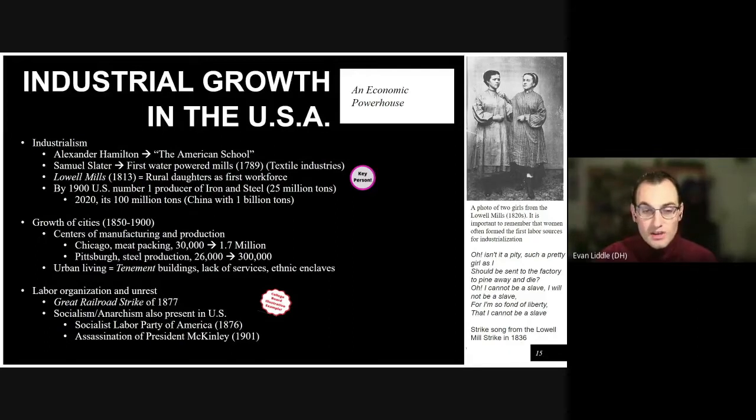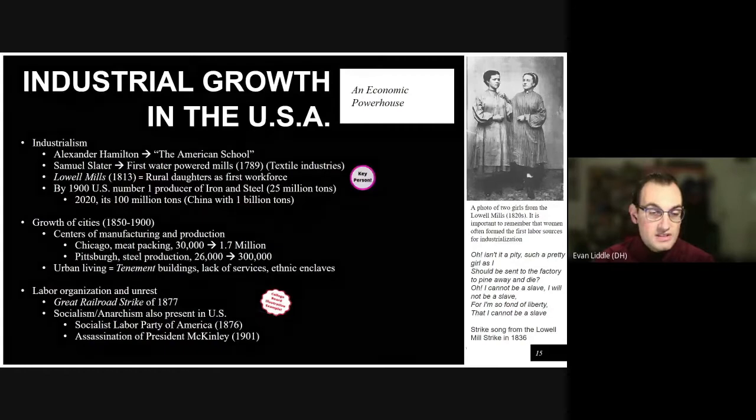in the entire world, producing 25 million tons a year. Just to put that in perspective, in 2020, 120 years later, China is the #1 producer of steel with 1 billion tons produced every year.